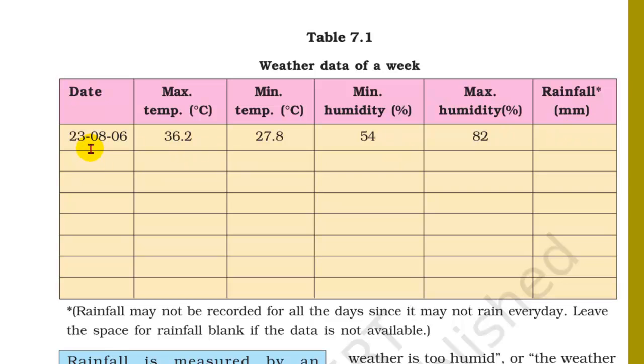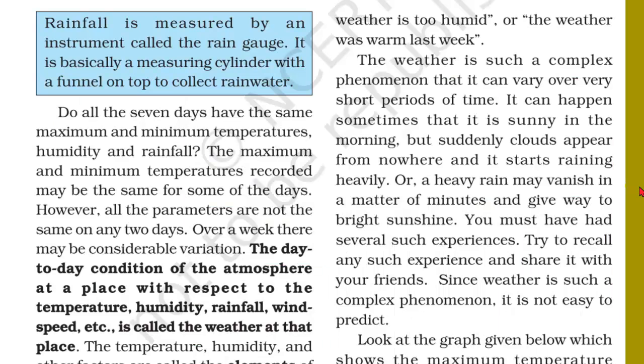Likewise, for the consecutive days of the week, we can collect the information from the newspaper and write accordingly here. The rainfall column may not be recorded for all days because it may not rain every day. If there is rain, then we have to fill up this column, and if there is no rain on that particular day, then we leave it. Next, let's see how rainfall is measured. Rainfall is measured by an instrument called a rain gauge. A rain gauge is basically a measuring cylinder with a funnel on top to collect rainwater.